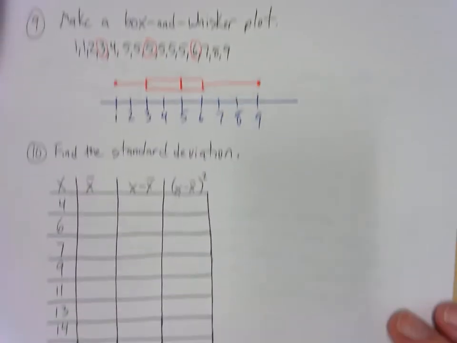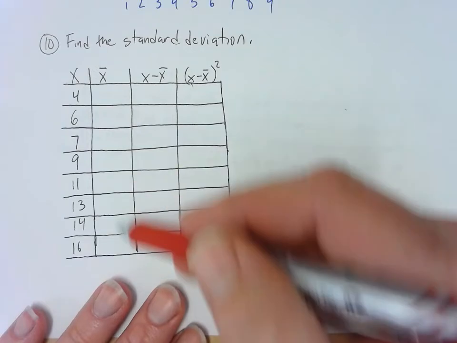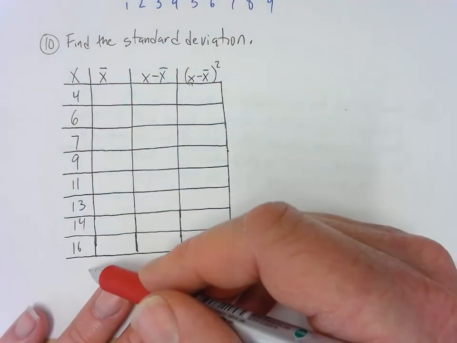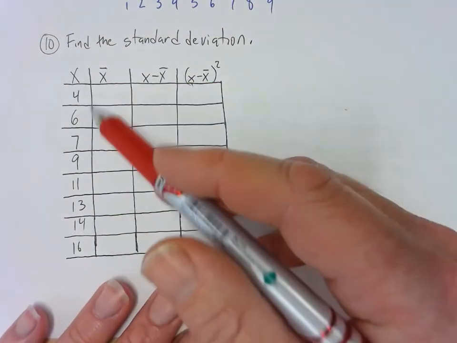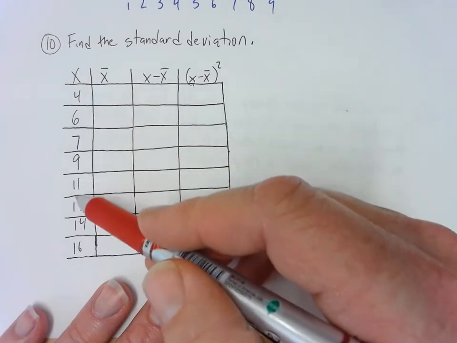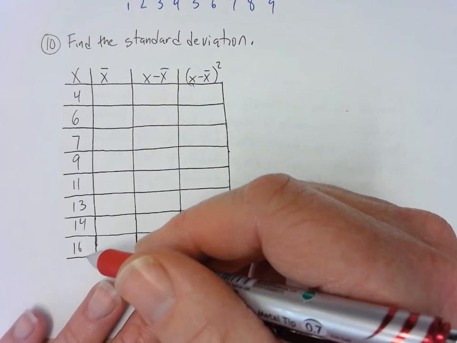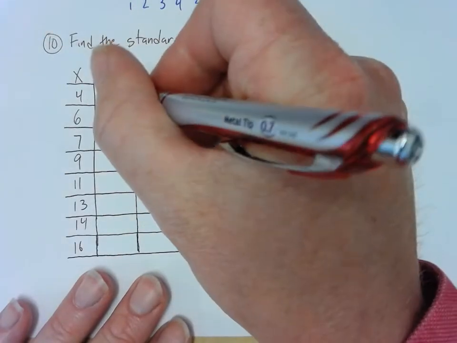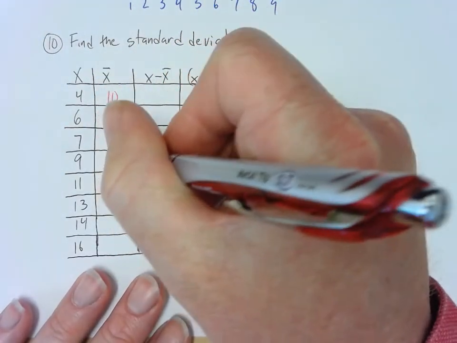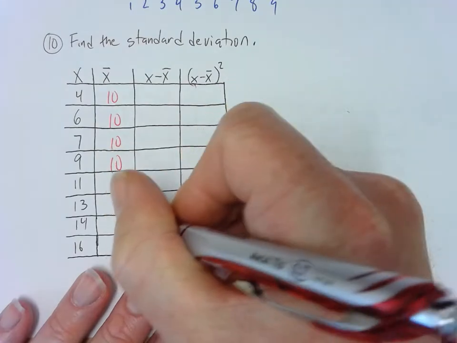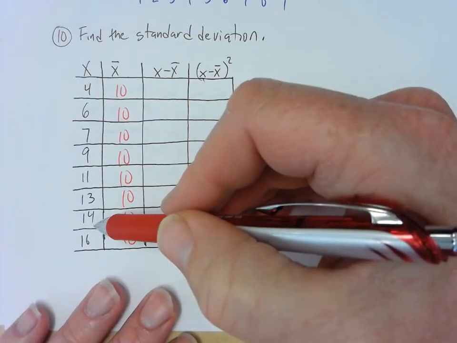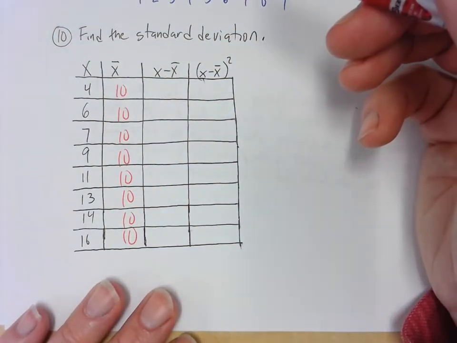All right, standard deviation. The first thing you do is you calculate the average. So we add all these numbers up and we divide by 8 because there's 8 numbers. 1, 2, 3, 4, 5, 6, 7, 8. So the sum of these is 80 divided by 8 is 10. So 10 is the average. So if you don't believe me, add those up. It's 80 divided by 8 is 10.